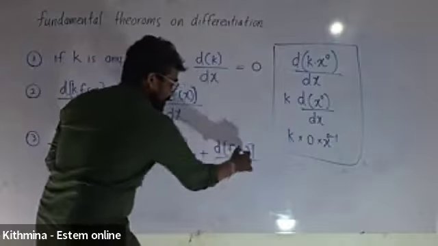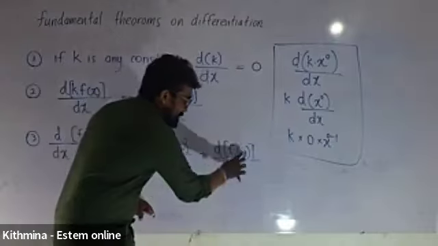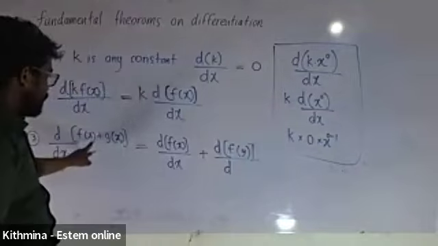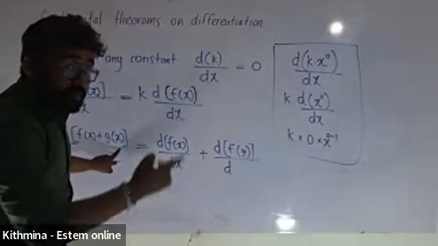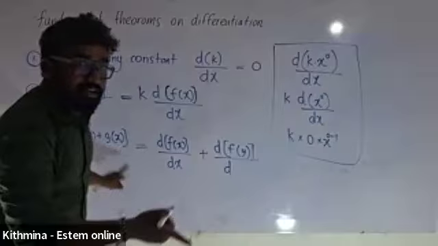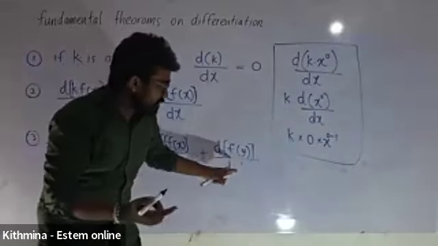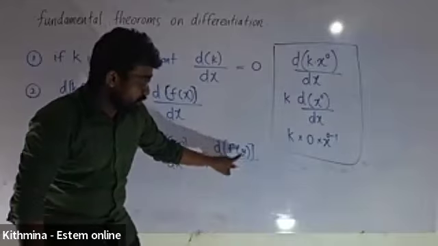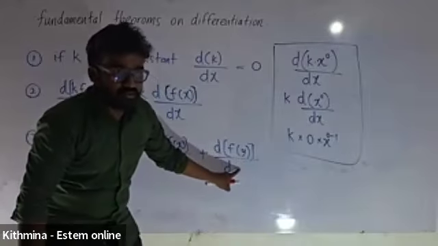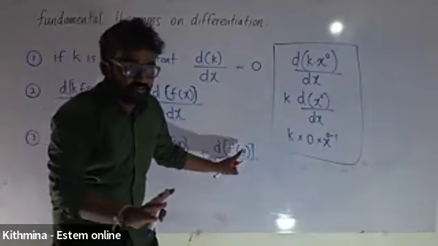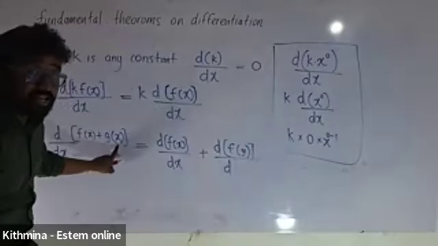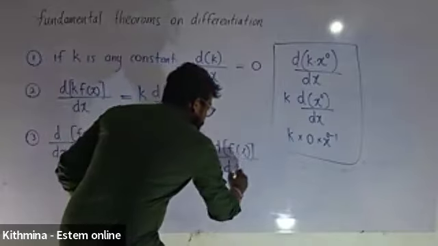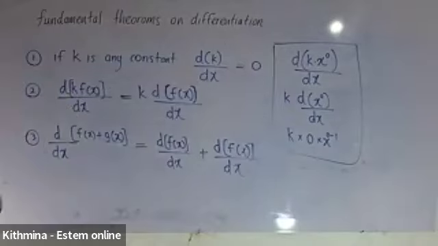If this is y, see, it's a mistake to put y. It's also f(x) plus g(x), but I put y here. If it is y, the subject should always be y, but it's not y. I made some mistake, but I told you about the subject. So this is the theorem. Try these things.